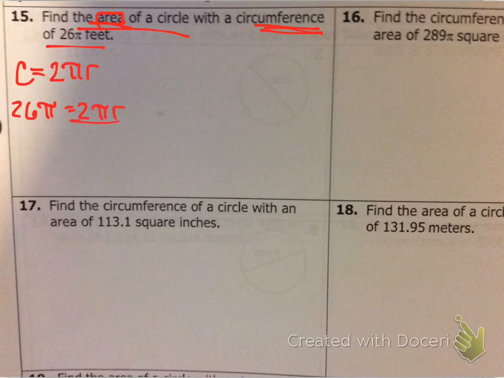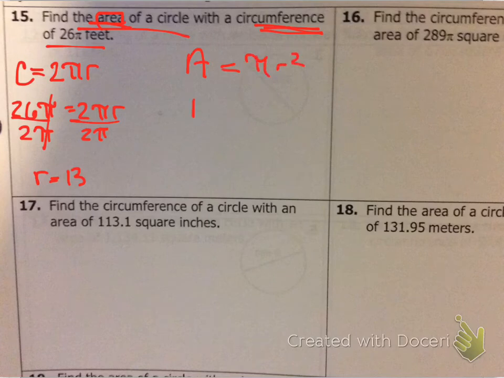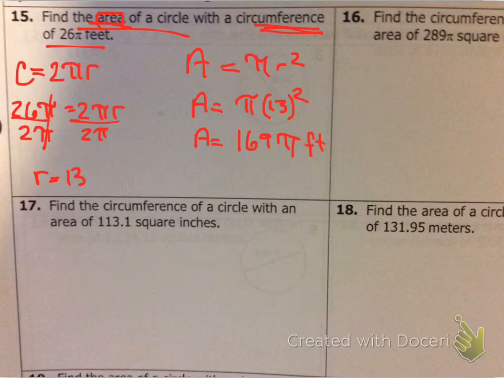Again, treat that as one number, so I'm going to divide by 2 pi. That cancels out. 26 divided by 2, my radius is 13. Okay, so now I can use that to help me find the area, pi r squared. So area is equal to pi times 13 squared. And that means that that is equal to 169 pi square feet. So I'll put here feet squared.